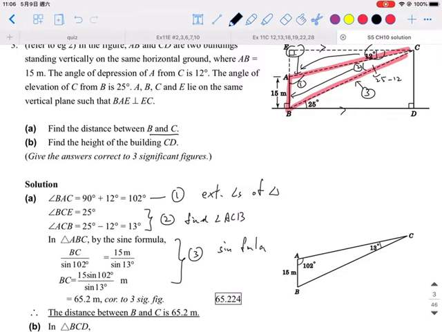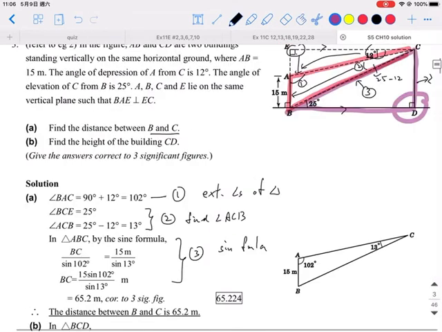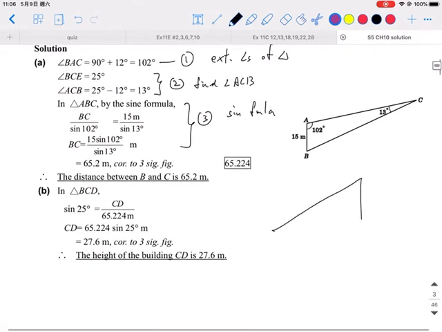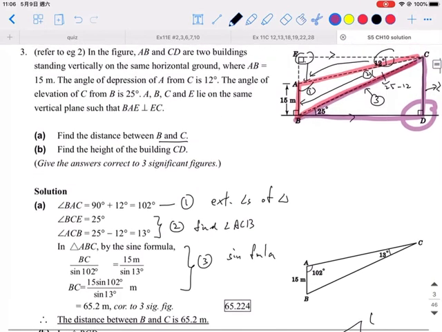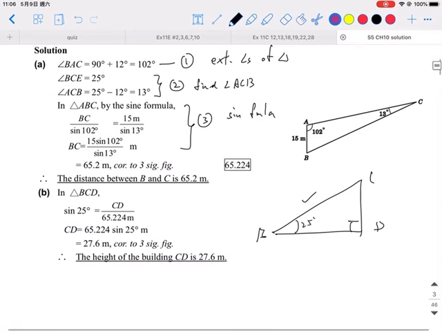And the second part is to find the height of building CD. Let's consider what triangle we have for finding CD here. Let's consider the triangle CBD. Oh, it is a right angle triangle. Then we can apply the trigonometric function directly, because we have found BC before, and the angle CBD is 25 degrees, so it is easy to get the length of CD. So it's a right angle triangle.